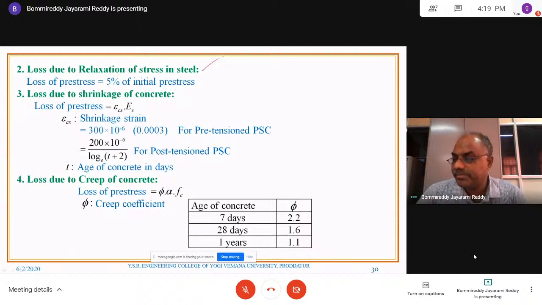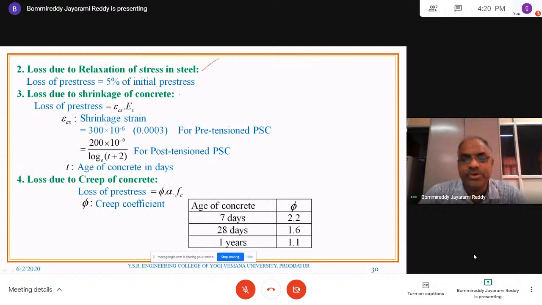The second one is loss of stress due to relaxation of stress in steel. That means once the tension is applied, and by the time you finish, there will be some relaxation.